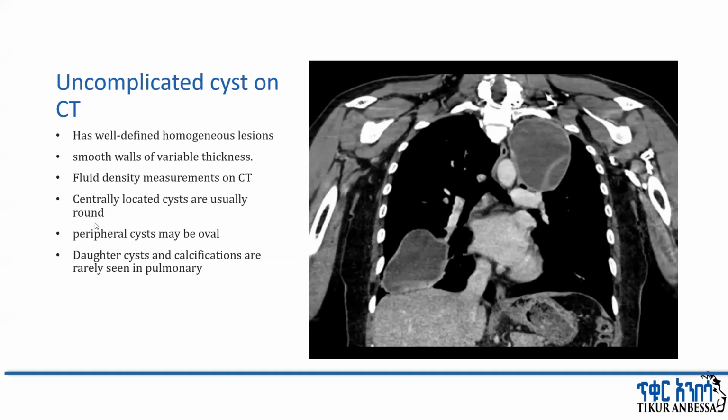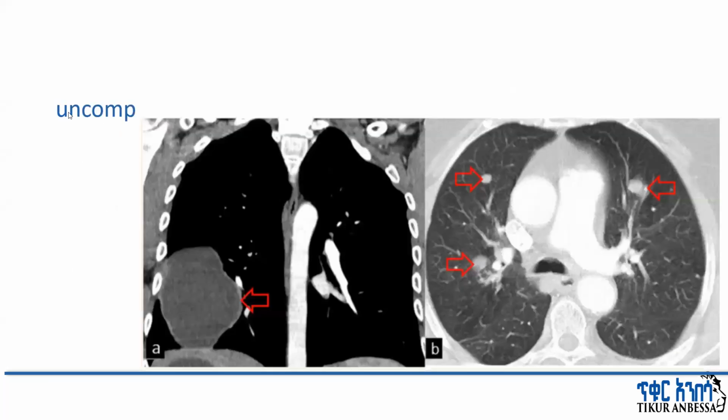Centrally located cysts are usually round, and the peripheral ones oval-shaped. Daughter cysts and calcification are very rare in the lung. It's common in the liver. These are uncomplicated cysts in the right lower lobe, and there is an associated liver cyst also. Probably it is direct migration of the cyst from the liver. You can see also uncomplicated cysts in this axial picture of the patient's lung window.